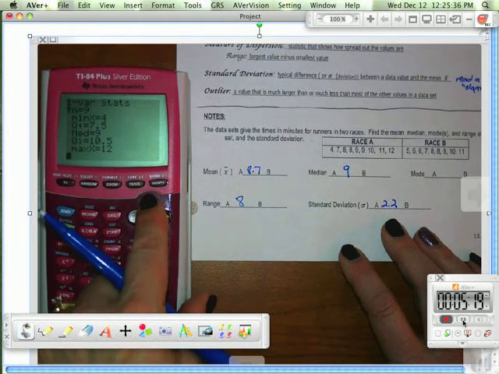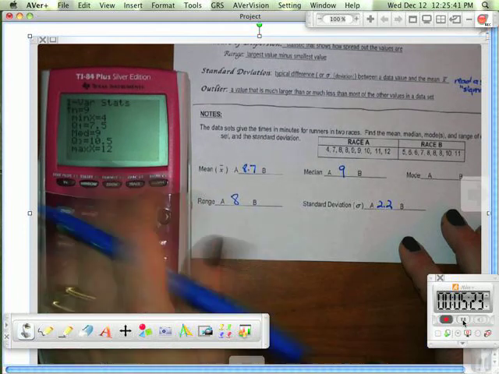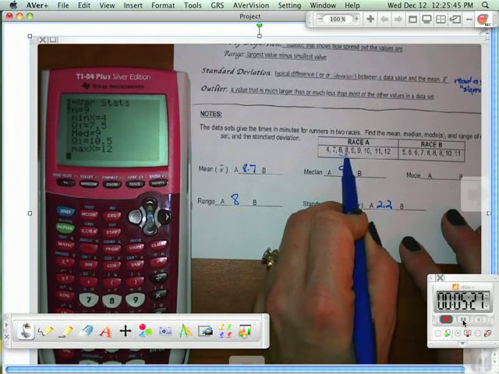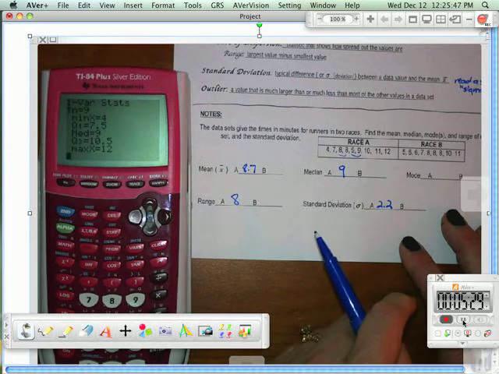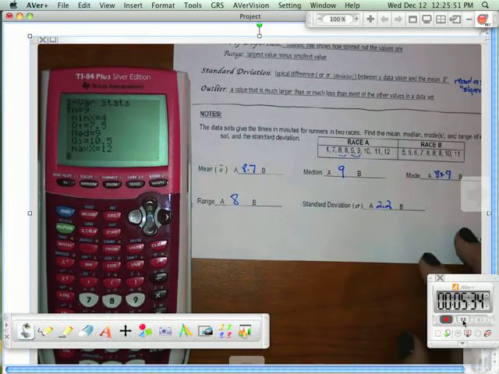And the other thing I am looking for is the mode. Can't get that off the calculator, you just have to go and look. I have 2 modes. 8 shows up twice here, and 9 shows up twice. So I have 8 and 9 for that particular data set.